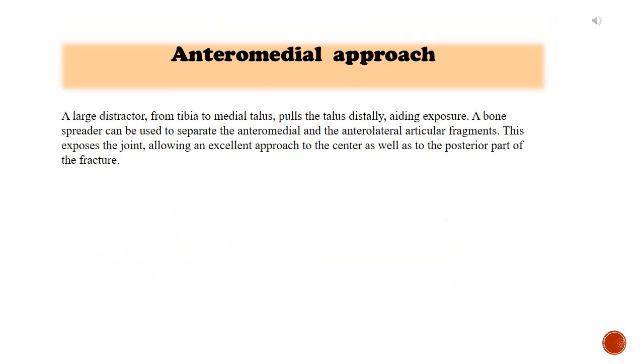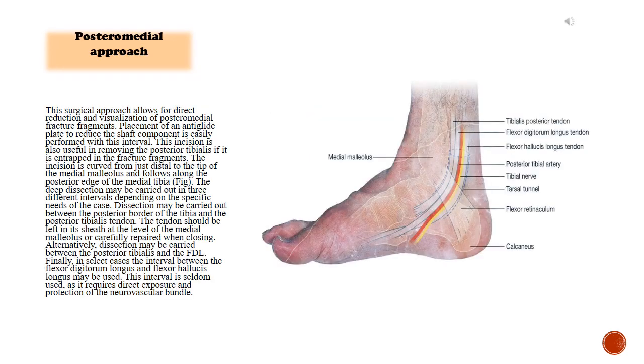A large distractor, from tibia to medial talus, pulls the talus distally, aiding exposure. A bone spreader can be used to separate the anteromedial and the anterolateral articular fragments. This exposes the joint, allowing an excellent approach to the center as well as to the posterior part of the fracture. Posteromedial approach. This surgical approach allows for direct reduction and visualization of posteromedial fracture fragments.